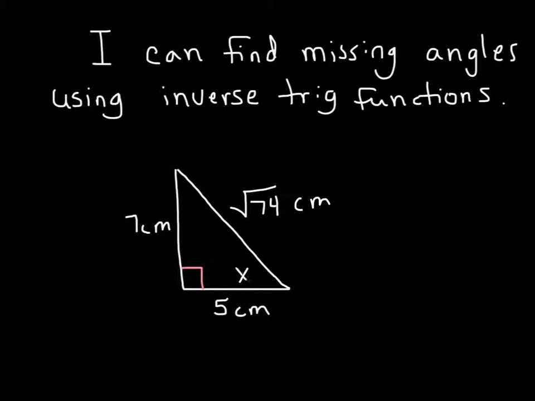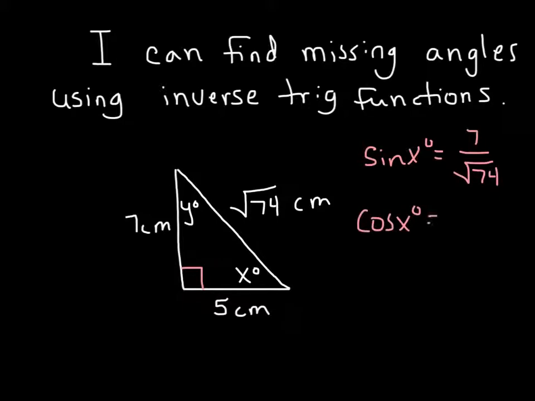So let's call this angle X. Let's call this angle Y. But first we need to recall that, and let's just consider angle X for a moment. So let's recall and remember that the sine of X is equal to the opposite over the hypotenuse. So in this case, without simplifying or rationalizing the denominator, we would say 7 over the square root of 74. We would say that the cosine of X is equal to the adjacent side over the hypotenuse, or 5 over the square root of 74.